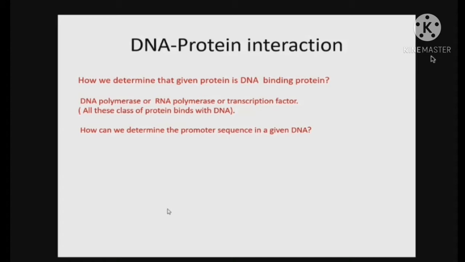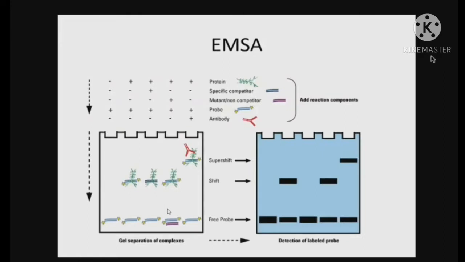There are several proteins which interact with DNA, but which experiment will you perform to show the interaction? The simplest way is a mobility assay. This method is known as the electrophoretic mobility shift assay. If we wish to find out whether our protein is interacting with a given DNA or not, what do we do?